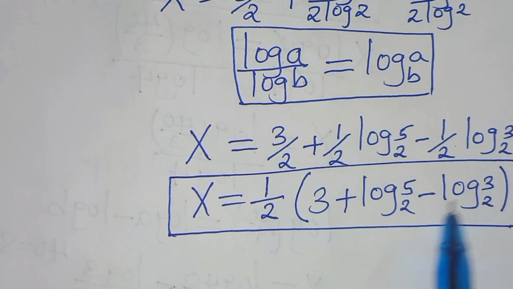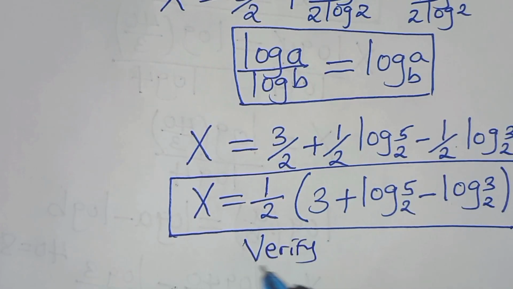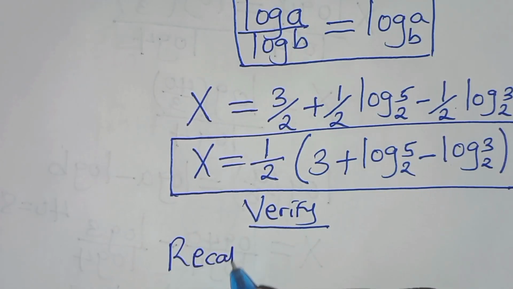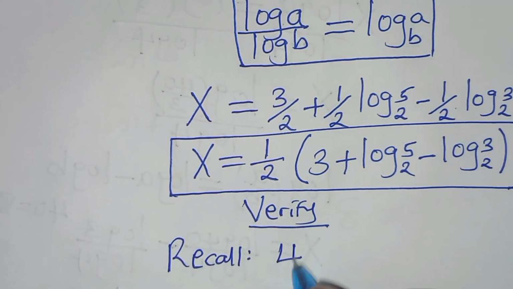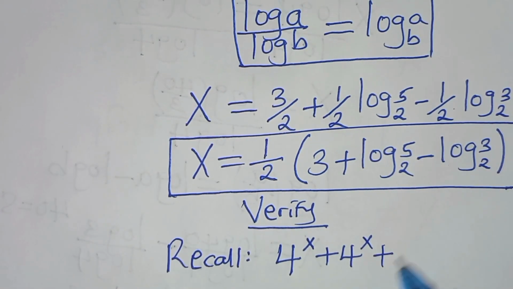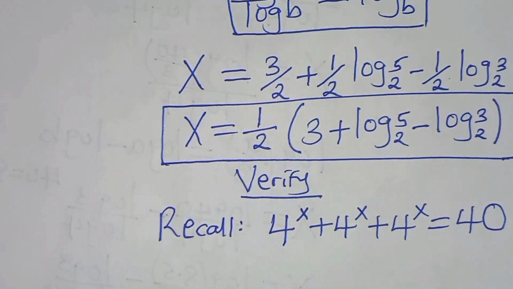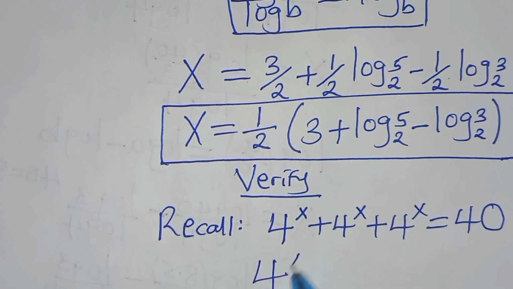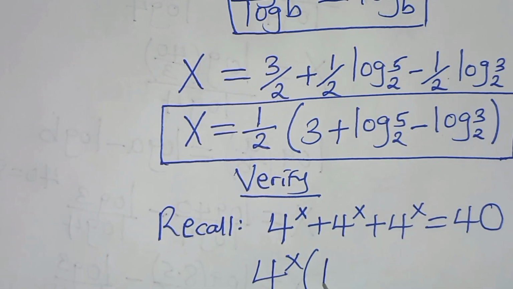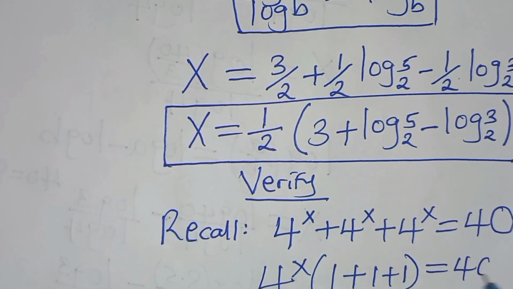So let's verify that this value of x satisfies the equation. Now, if you recall here, we have that 4 to power x plus 4 to power x plus 4 to power x should give us a value of 40. Now, we simplify this further to 4 to power x. Remember, 4 to power x is common here, so this is the same thing as 1 plus 1 plus 1. This is equal to 40.